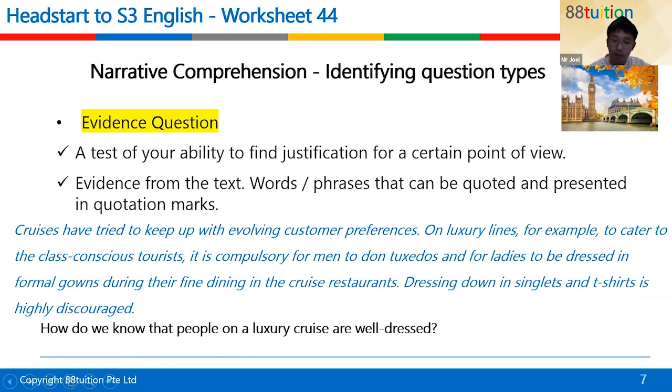And then we have evidence questions. So basically, you need to quote stuff from the text, right? That's an evidence question. So you have to quote stuff from the text and then present those quotes in quotation marks. That's normally your answer. So for example, over here, right, this short paragraph. Cruisers have tried to keep up with evolving customer preferences. On luxury lines, for example, to cater to the class-conscious tourists, it is compulsory for men to don tuxedos and for ladies to be dressed in formal gowns during their fine dining in the cruise restaurants. Dressing down in singlets and t-shirts is highly discouraged.